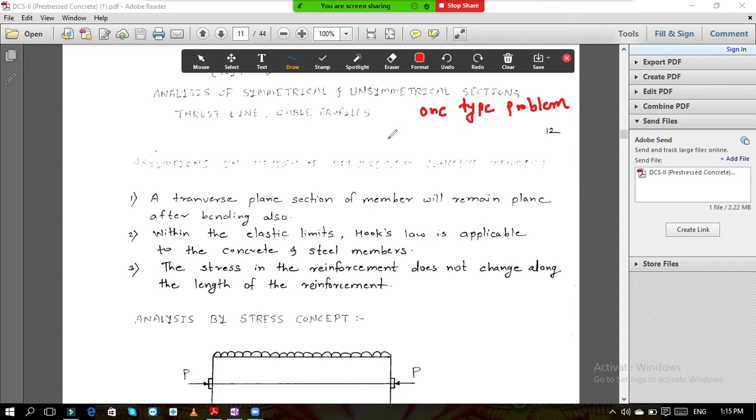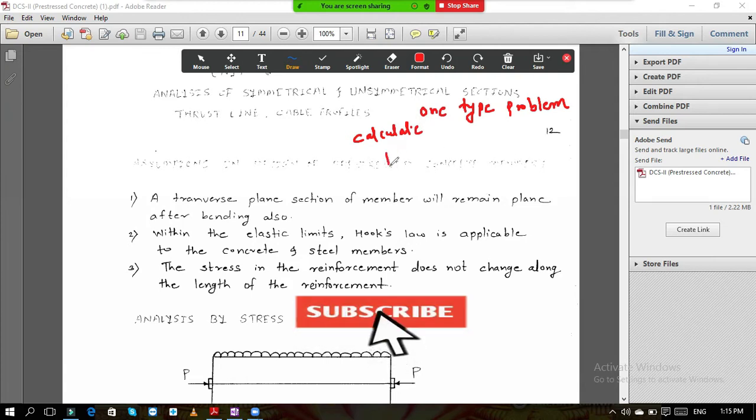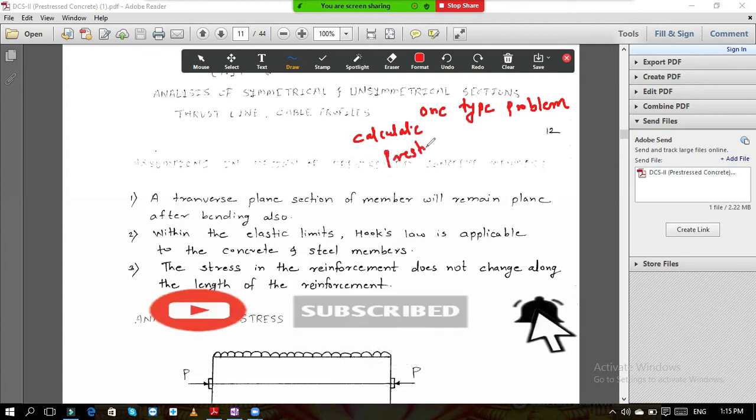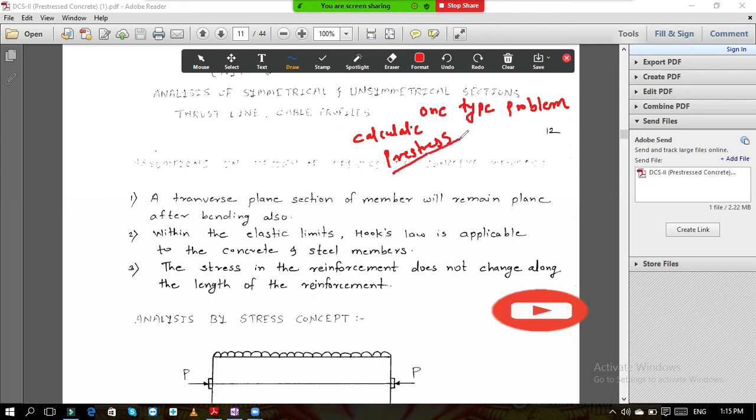So in that problem you need to calculate the pre-stress. Okay, that is the maximum stress and minimum stress. Maximum stress and minimum stress you need to calculate. Okay, and it is to be calculated by using three concepts.